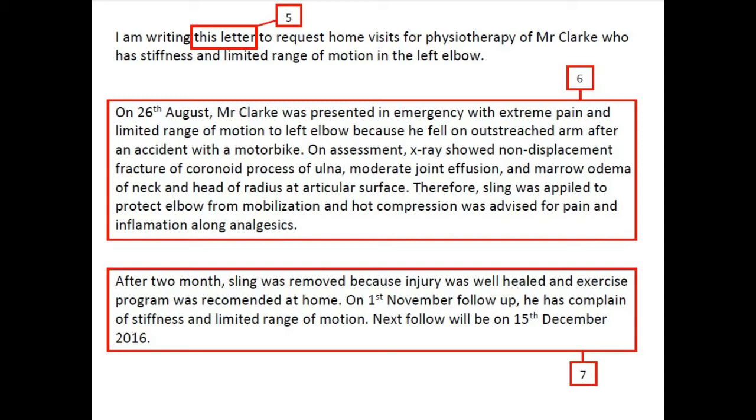You can rewrite this in a much concise manner like, his hand had immobilized for 6 weeks with the help of sling and underwent hot compression therapy and conservative medical management. Because when you're writing the letter, the patient had already completed the treatment. Hence, when you write this letter, you have to say only the relevant points and that too in a concise manner.